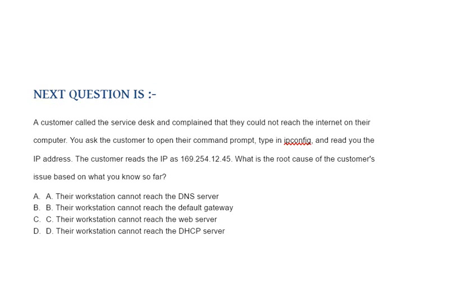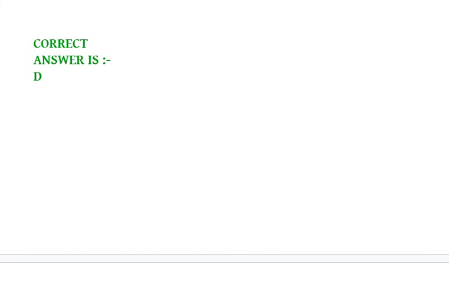Option A, their workstation cannot reach the DNS server. Option B, their workstation cannot reach the default gateway. Option C, their workstation cannot reach the web server. Option D, their workstation cannot reach the DHCP server. Correct answer is option D.